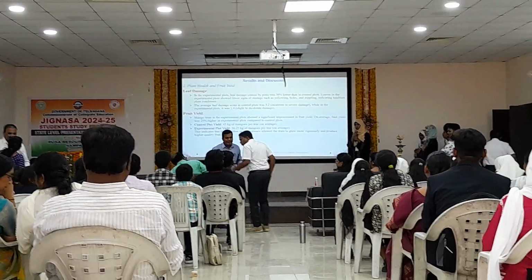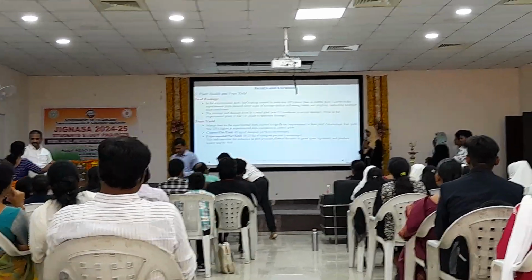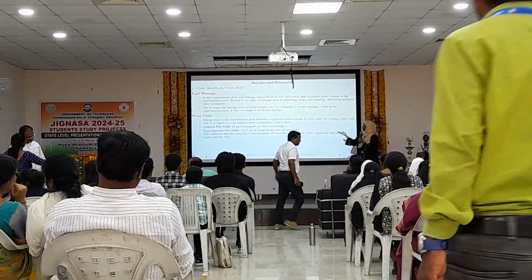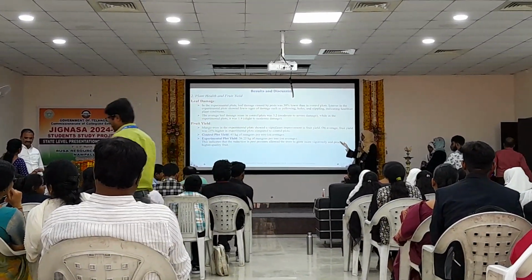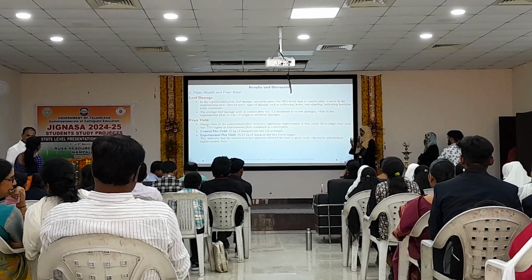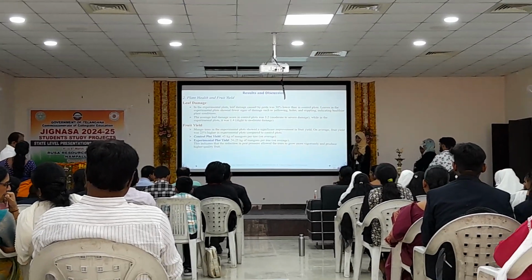On average, fruit yield was 25% higher in experimental plots compared to control plots, where control plot yield was 45 kg of mangoes per tree and experimental plot yield was 56.25 kg of mangoes per tree on average. This indicates a reduction in pests. Next slide, please.